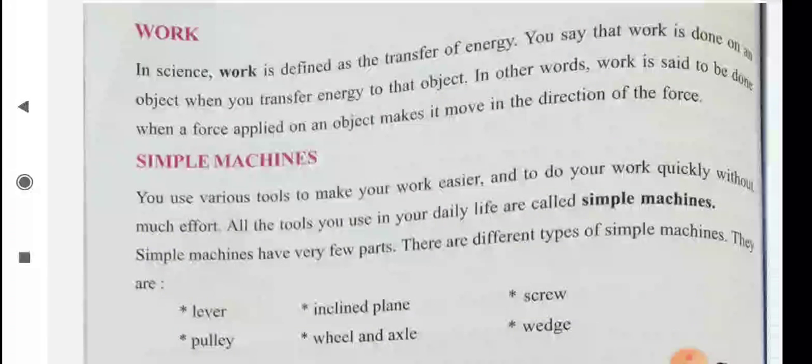Children, let's continue our science chapter, chapter 11, force, work and energy. Already, children, we discussed what is force and types of forces. So now we'll discuss work. So what is work?